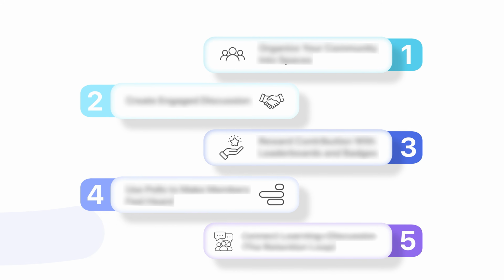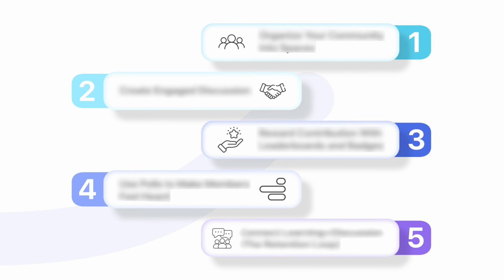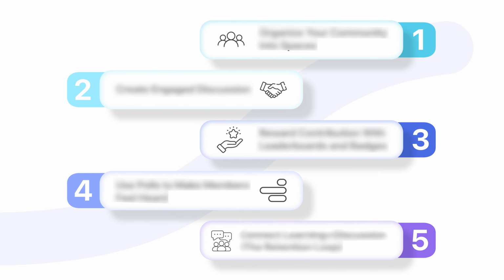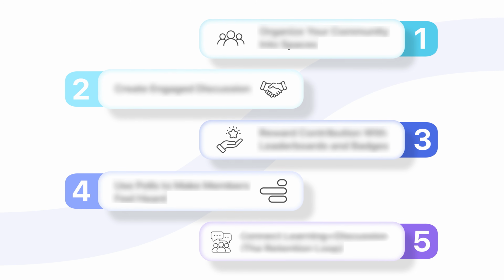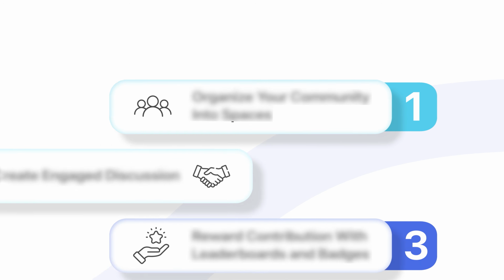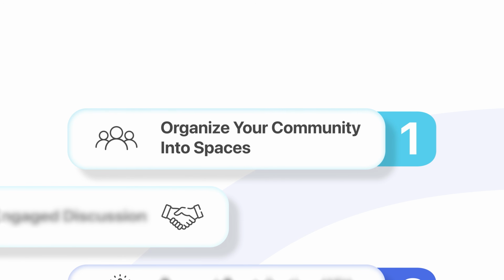In the next few minutes, I'll show you 5 proven online community engagement strategies successful community builders use, and step 3, the recognition loop, is the one that changes everything. Let's get into it. Step 1. Organize your community into spaces.